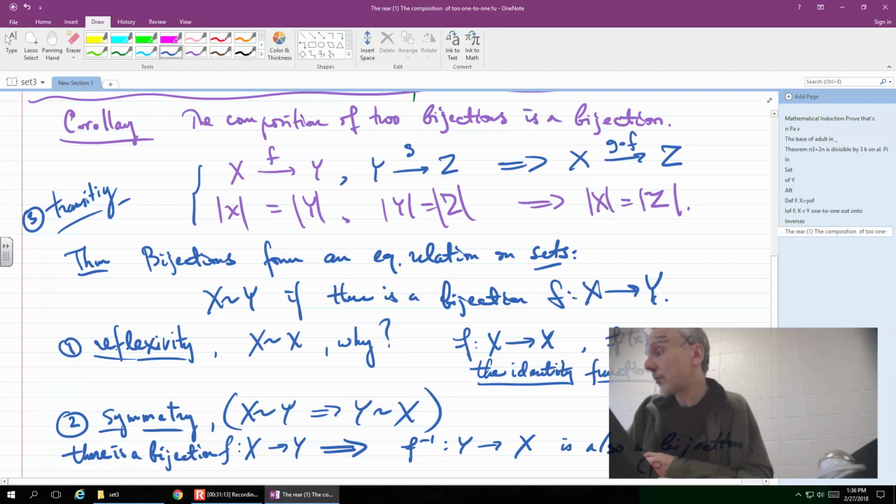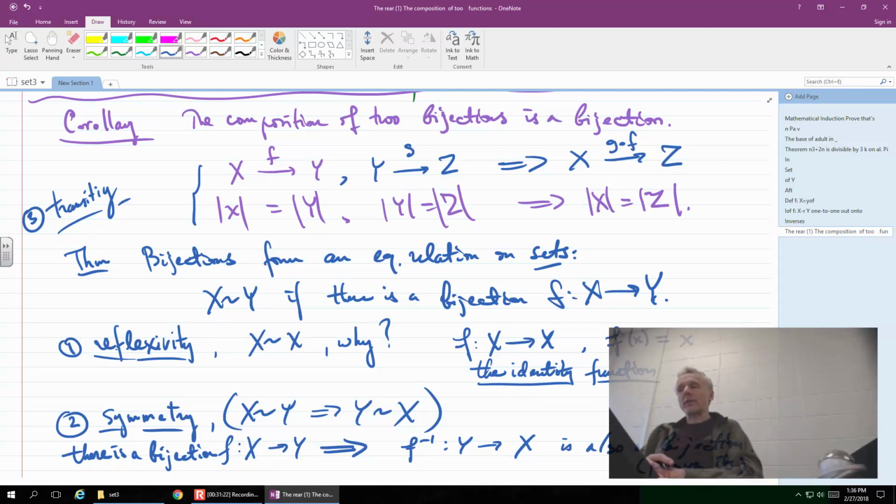Well, that needs to be proven, but I hope it is believable. Okay, so as you can see how things come together into one place. So reflexivity was the easiest one, but by doing so we discovered this very important identity function, that bijection naturally from the set to itself.